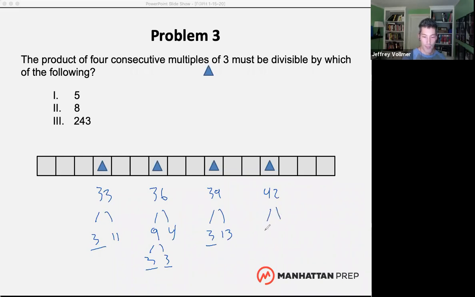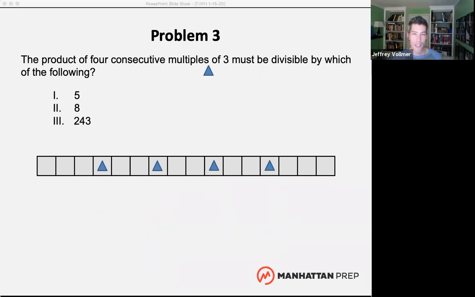39 has a factor of 3 in it, and 42 does as well. I'm not breaking up the 14 and 4, but showing that there's going to be 5 factors of 3 in any 4 consecutive multiples of 3. So this one should also work.